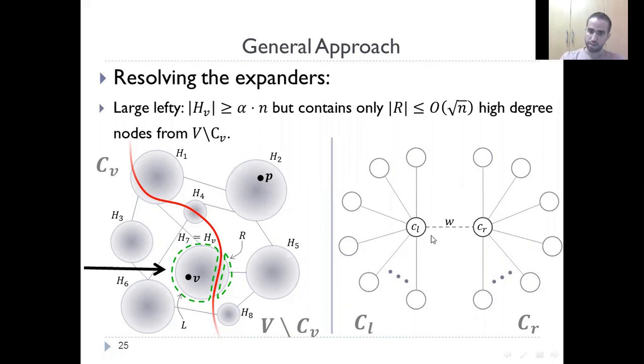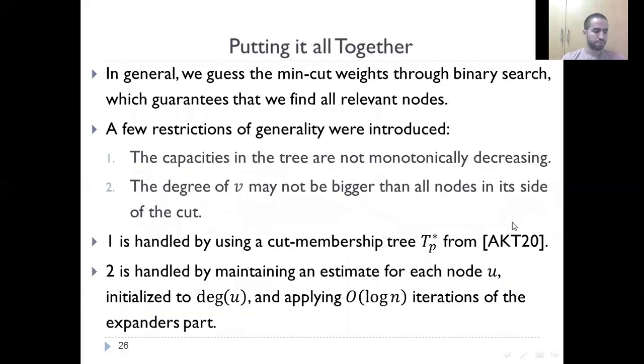And the reason is that if we look at this graph, if we look at this tree, then the degree of each leaf exactly equals the value that is on the adjacent edge. And the degree of CL must be at least the value of each of the edges adjacent to it. So this is how we handle large expanders.